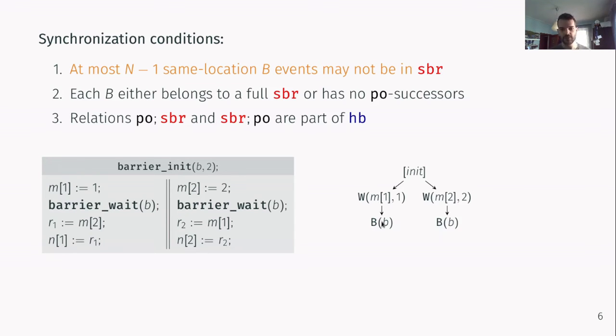But then as soon as we add the barrier event of the second thread, these two need to form an SBR relation. And this is important because this is going to be in conjunction with the third condition here, and forming SBR is important to enforce synchronization.